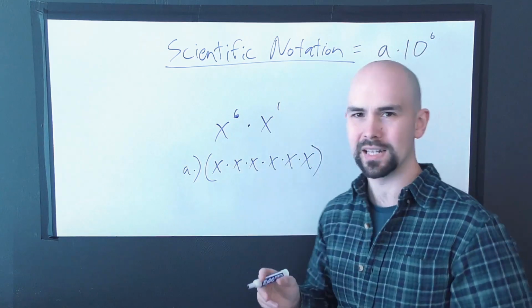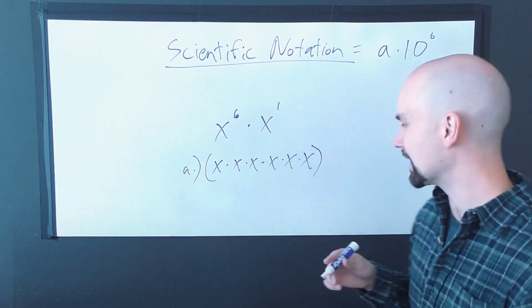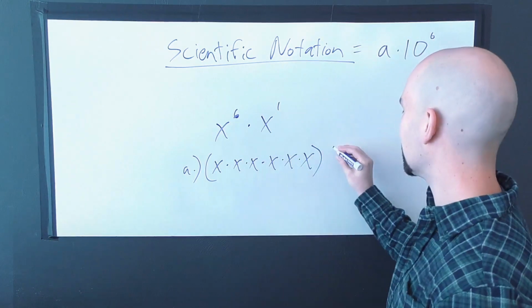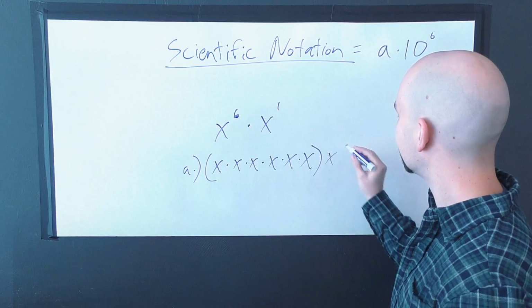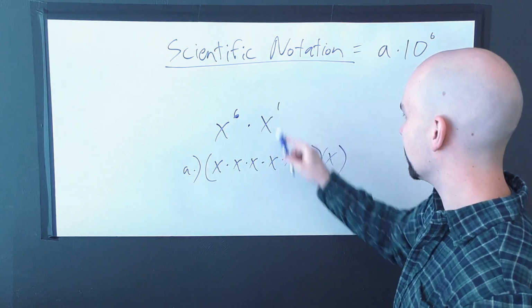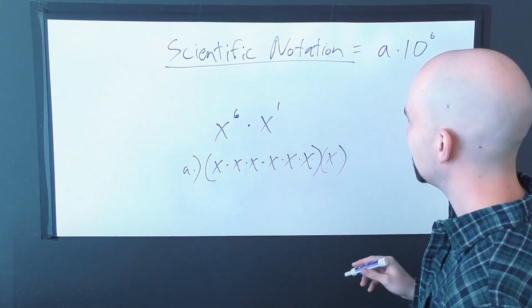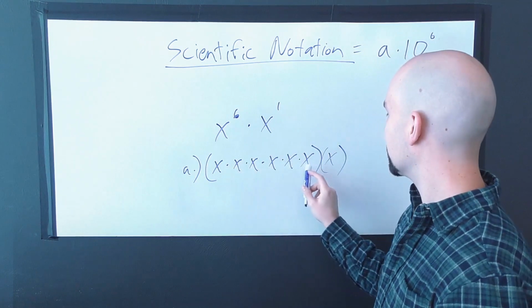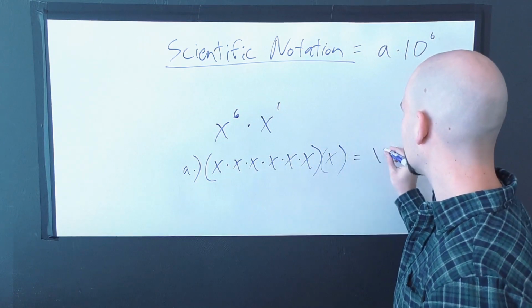That's really tedious, and I might make a mistake by counting the wrong number of x's, especially if they were like x to the power of 150, and it would take forever if it was something like that, times another x, because x to the power of 1 is just 1x. So how many times am I multiplying x by itself? 1, 2, 3, 4, 5, 6, 7. So that's the same as x to the power of 7.